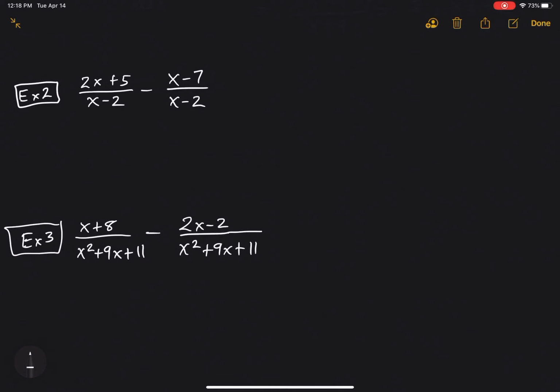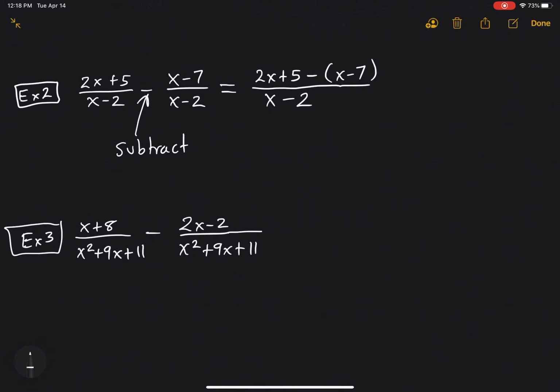Okay, so let's take a look at example number 2. Notice how we have the same denominator. We keep the denominator. We don't do anything with it whenever we have the same denominator. And we just subtract. In this case, we're going to subtract the two numerators. Be careful when you do subtraction, though. I'm going to advise you to do the following. Just write minus and then write the whole thing in parentheses.